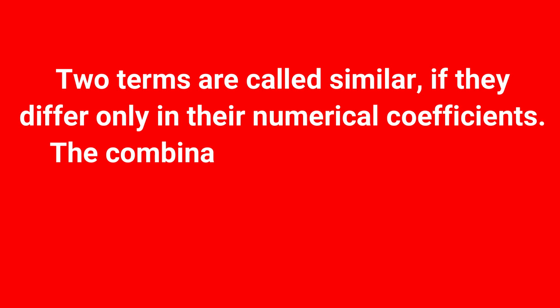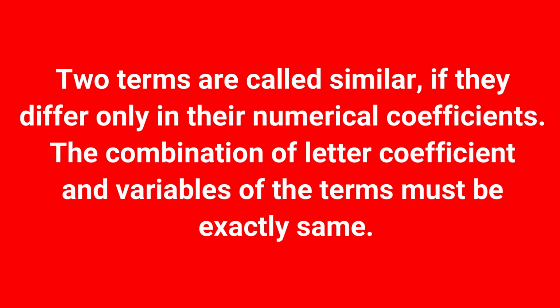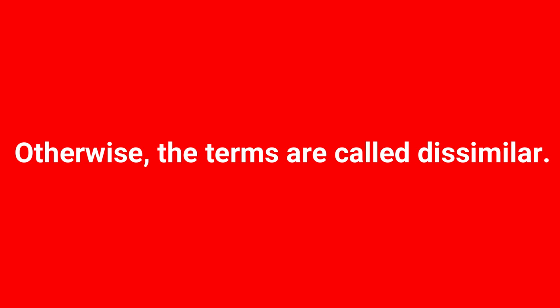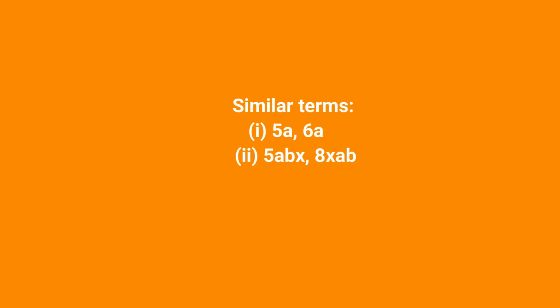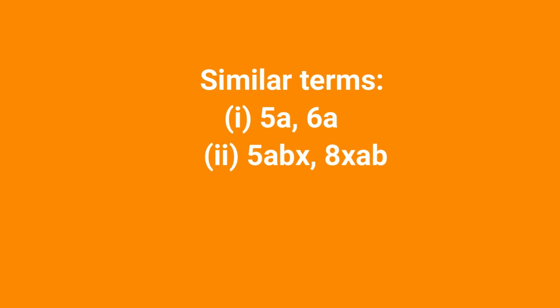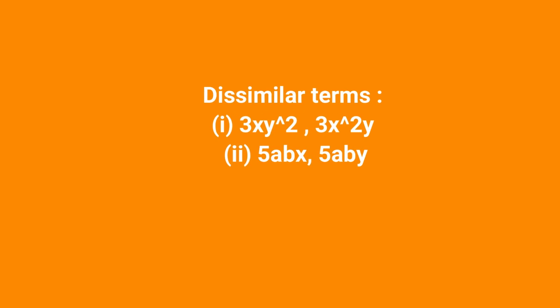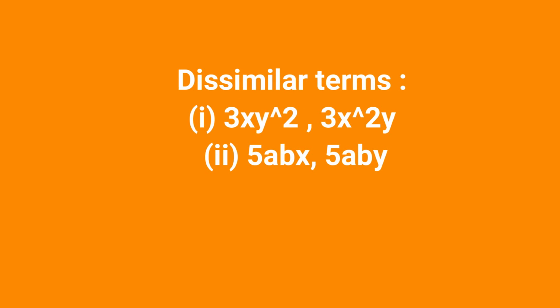What are similar and dissimilar terms? Two terms are called similar if they differ only in their numerical coefficients. The combination of letter coefficient and variables of the terms must be exactly same. Otherwise, the terms are called dissimilar. For example, 5a and 6a are similar terms. 5abx and 8xb are similar terms. Whereas 3xy square and 3x square y are dissimilar terms. 5abx and 5aby are dissimilar terms.